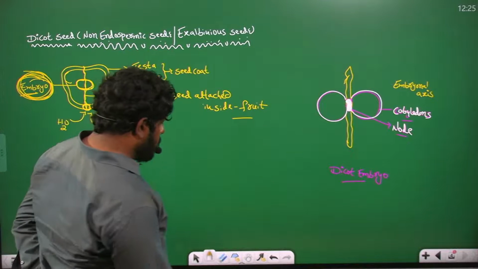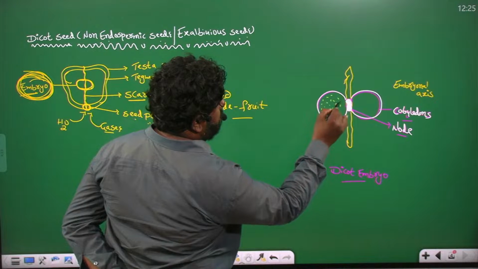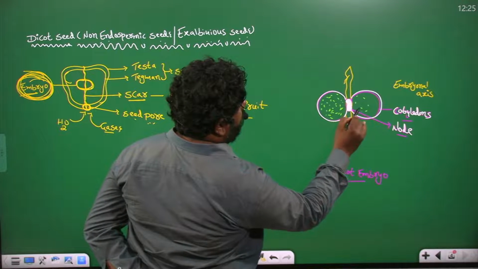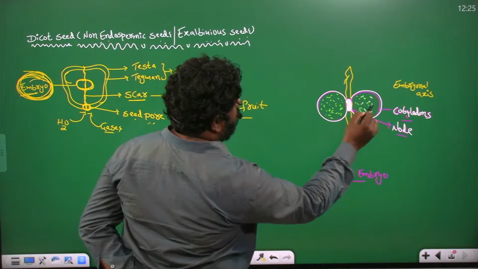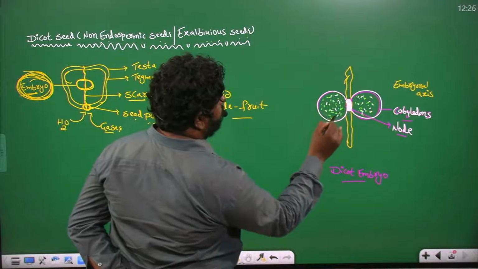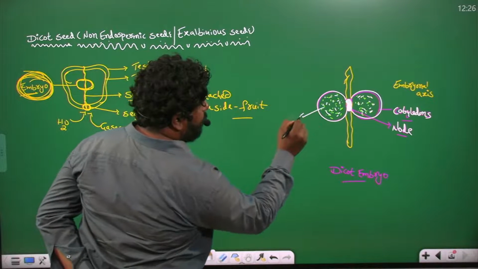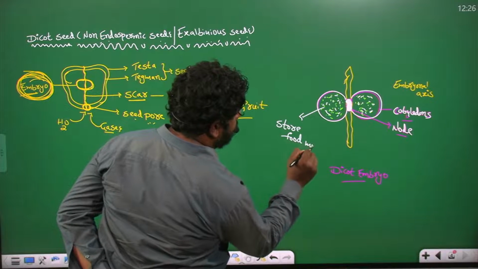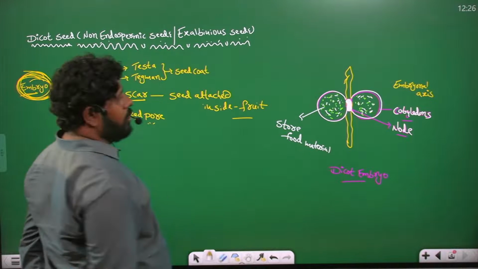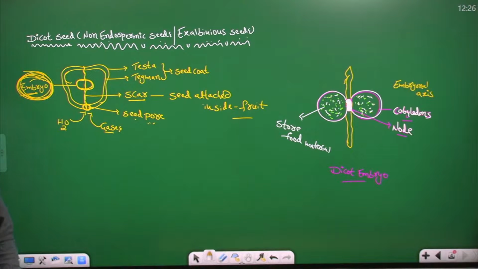See, these cotyledons play an important role. What is the function, sir? What is the function of the cotyledon? It plays an important role to store the food material. This cotyledon plays an important role to store the food materials.